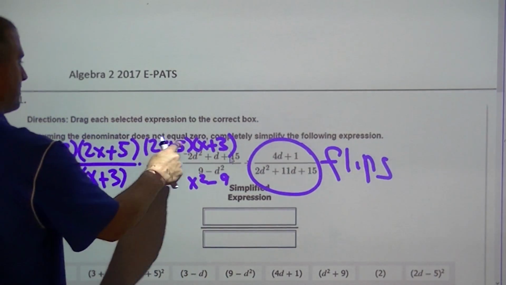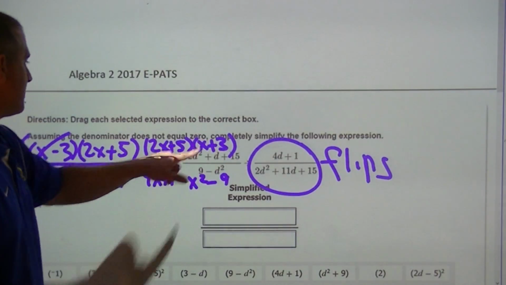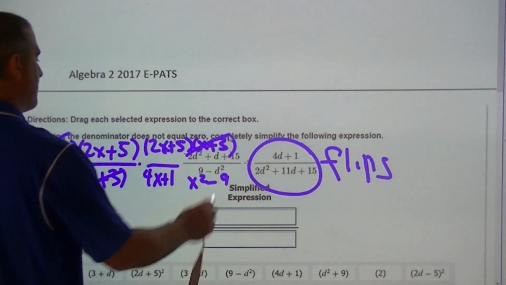Okay, check it. 2x times x is 2x squared. We're good. Now, I'm allowed to eliminate negative 1 divided by negative 1. Those will cross out. X minus 3, these can cross out. All right? This x plus 3 and this x plus 3, I can cross out diagonally and vertically.